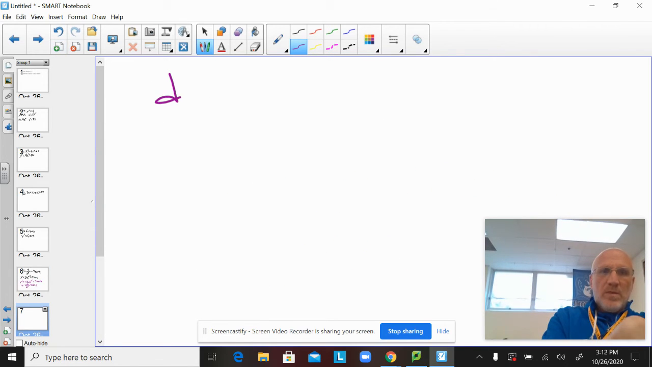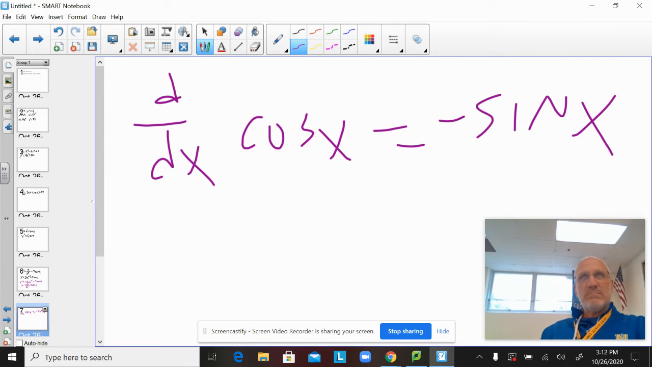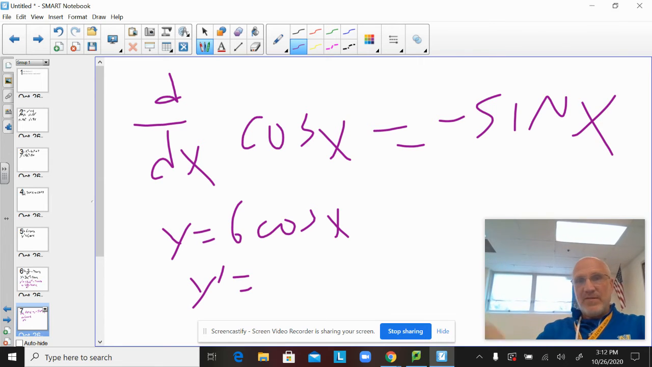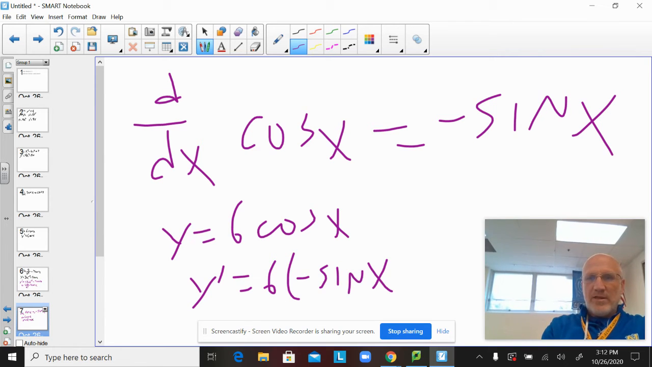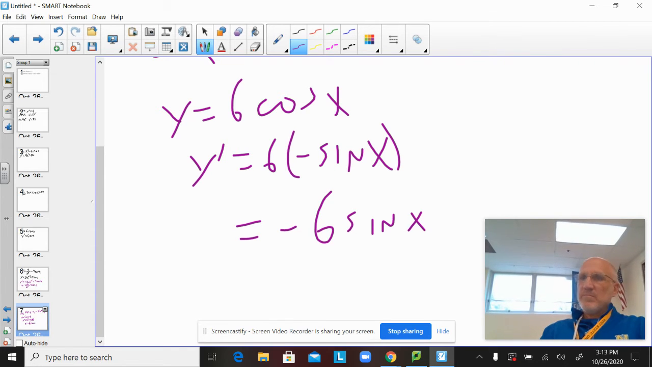Next one. The derivative of the cosine of x is negative sine of x. And you can't lose that sign, S-I-G-N. So from here, it's much the same stuff. So y equals 6 cosine of x. Then the derivative of that would be 6 times the negative sine of x. And don't write it like this. I guess it's not wrong, but that sure looks like you're saying 6 minus. You're not saying 6 minus. It's 6 times negative sine of x, which would just be negative 6 sine of x.